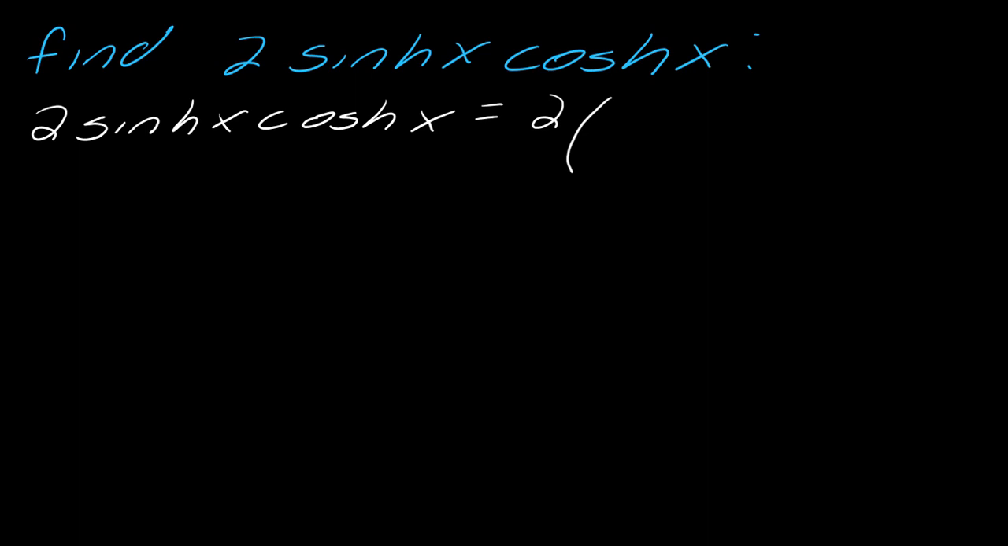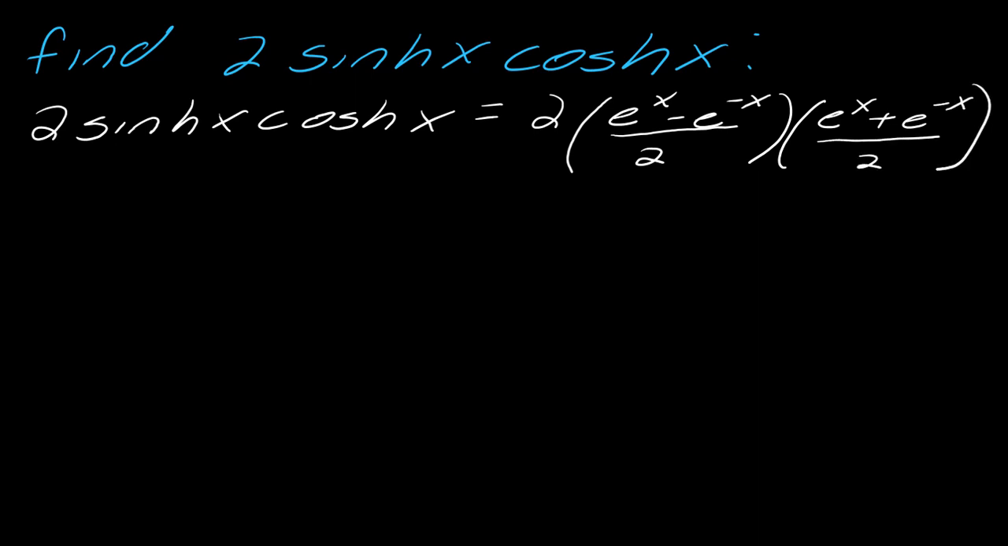So remember, sinh was e to the x minus e to the negative x divided by 2, and cosh is e to the x plus e to the negative x divided by 2. Okay, so there's the first part of this. Just by looking at this, you can see that these 2's definitely drop out. And if I'm multiplying this top piece together, it looks like a difference of squares type thing, right?